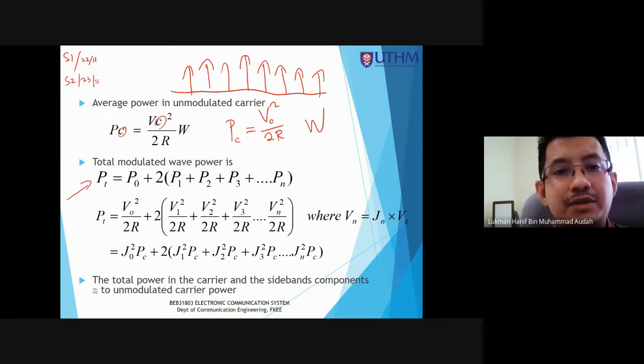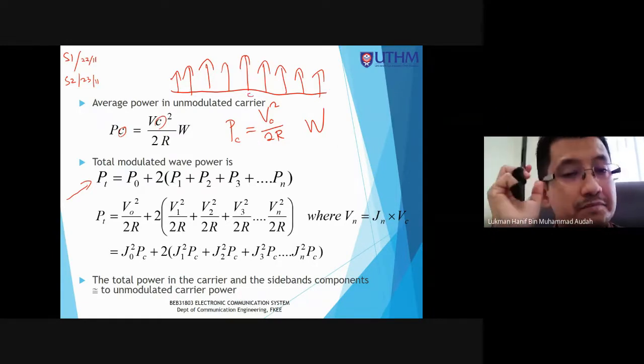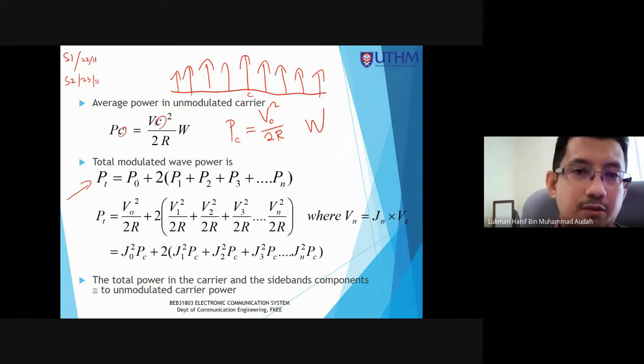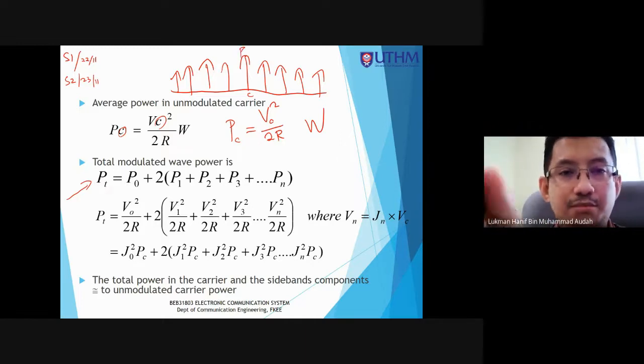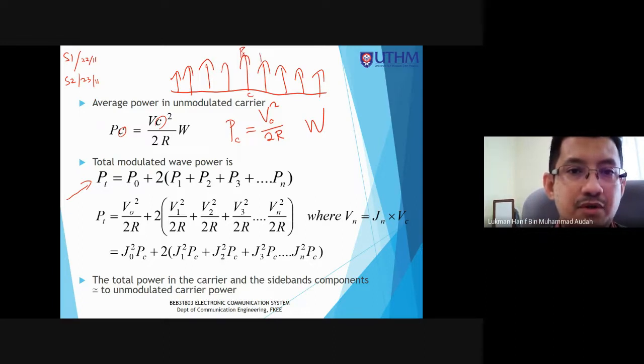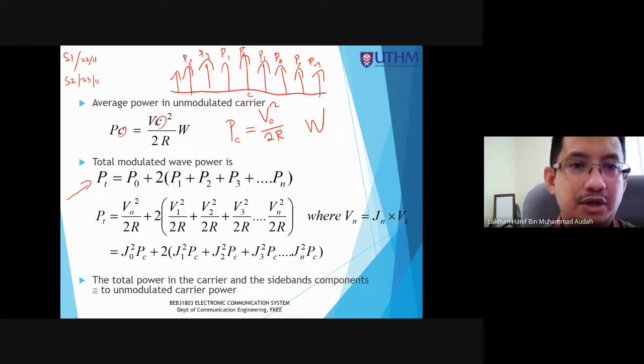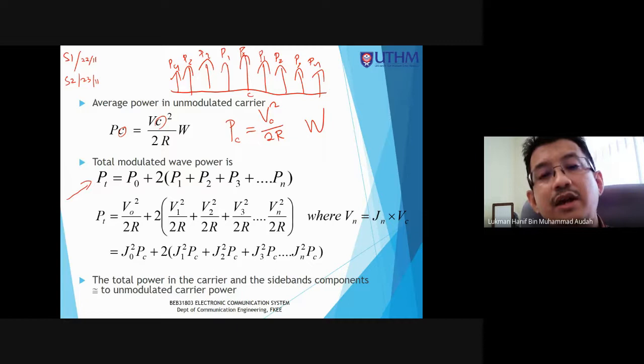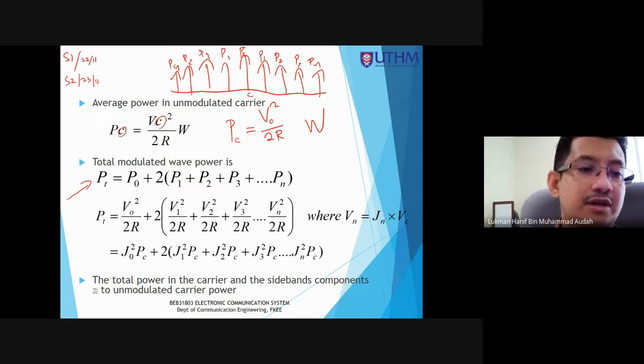Okay, so for example here, katalah di sini, you see that we're going to have, for example, a carrier, and we have a lot of sidebands. So the way we calculate the total power is we do the summation of all frequency components. For example, this is P0, P1, P2, P3, P4. So we need to add all the power components, then we get the total power. Okay, so inilah dia equationnya.